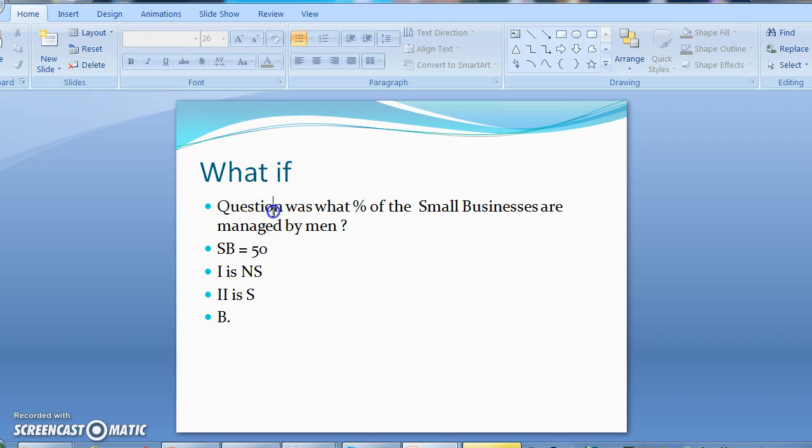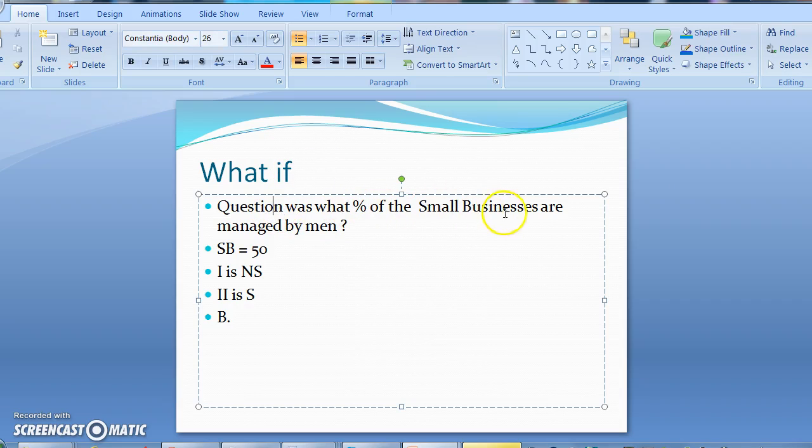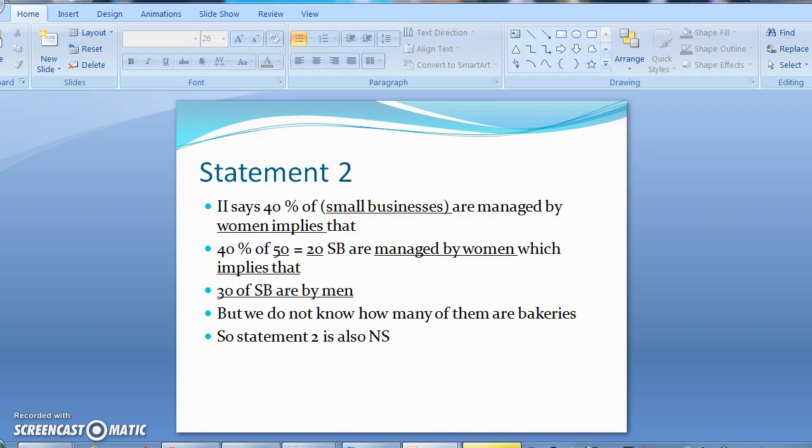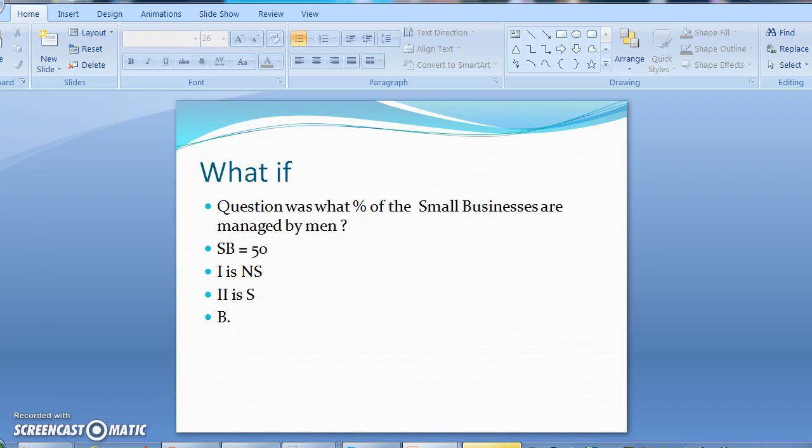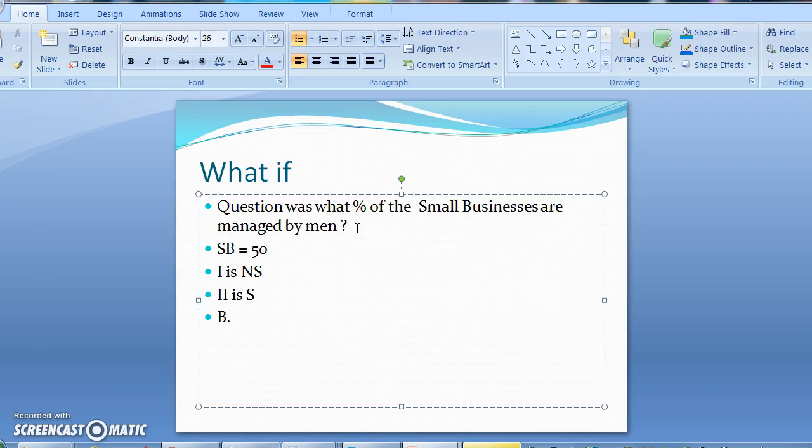So, what if? The question was, what percent of the small businesses are managed by men? Suppose the question was, what percent of the small businesses are managed by men? Instead of the given question, I'm just changing the question and leaving the two statements as they are. So now, if the question was this, I now need to know only one thing, that the derived question would be, how many of the small businesses are managed by men, because that will allow me to answer it as a percentage, right?